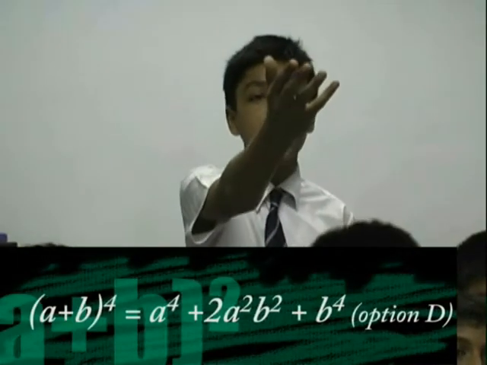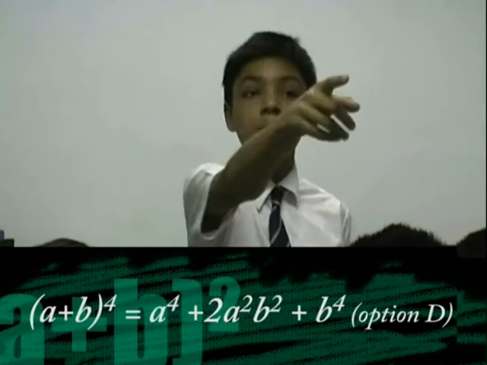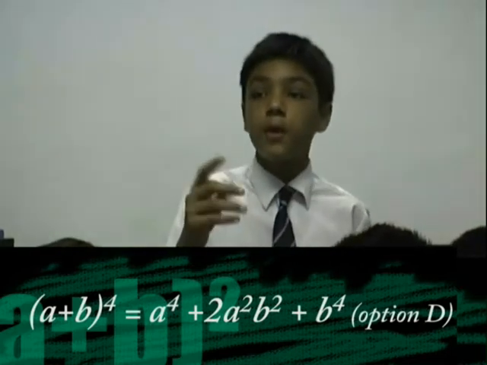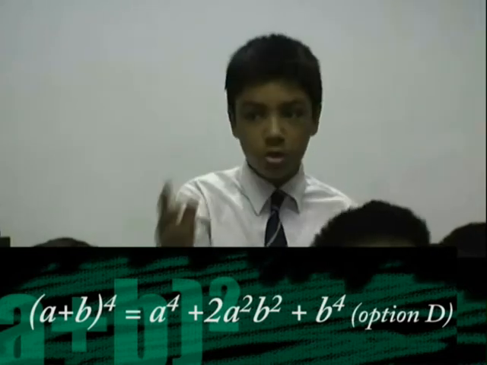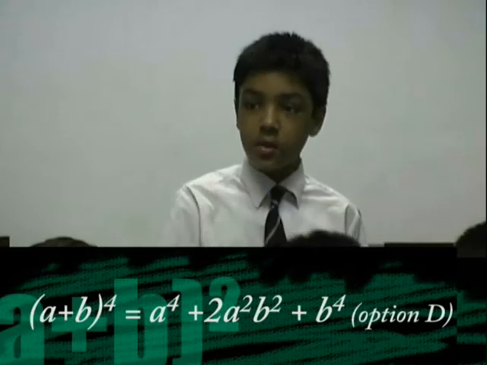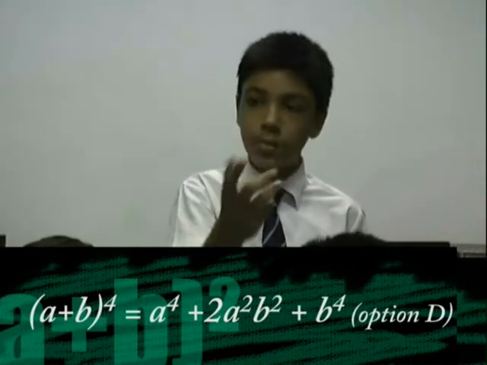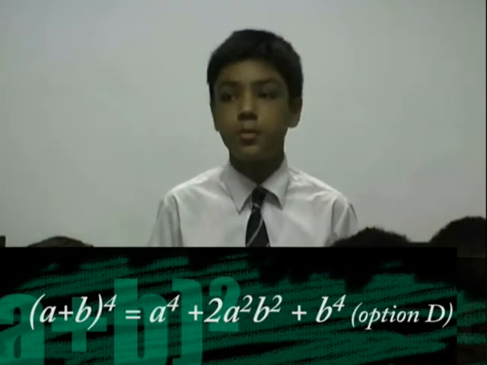No, but because a4 plus b4 means if we expand a plus b whole 4, a4 plus 2a square b square plus b4 will come, ma'am. Because when we take a plus b whole square, we get a square plus 2ab plus b square. So if we do a plus b the whole power 4, a4 plus 2a square b square plus b4 will come, ma'am.